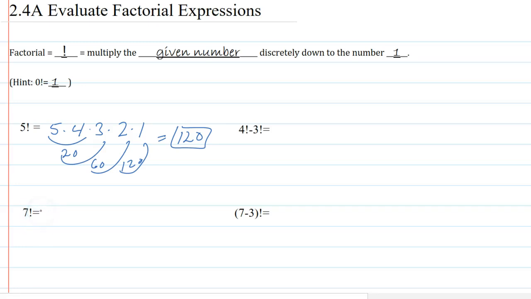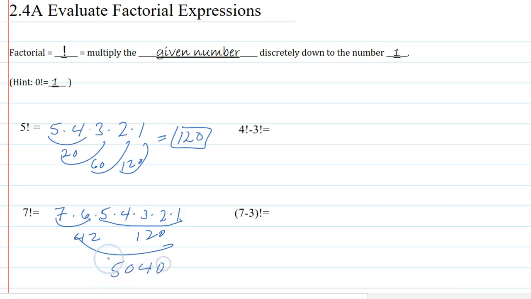7 factorial is the same thing. Instead of starting at 5, though, we start at 7. Now remember, it doesn't matter what order you multiply in. You can multiply in whatever order you want. You multiply the 2 times the 5 first, etc. Well, do I already know what 5 factorial is? Yeah, that's 5 times 4 times 3 times 2 times 1, which is 120. We already did that. So that's 120. And then 7 times 6 is 42. Now I just need to multiply 42 times 120. Calculator comes in really handy here. Gives you 5,040.